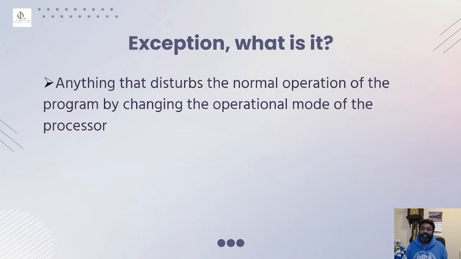Exception, what is it? In general, anything that disturbs the normal operation of the program. So if your system sends you some error messages, that's an exception. How that happens is, when the exception comes through, it changes the operational mode of the processor. So that's the real definition: anything that disturbs the normal operation of the program by changing the operational mode of the processor is called an exception.